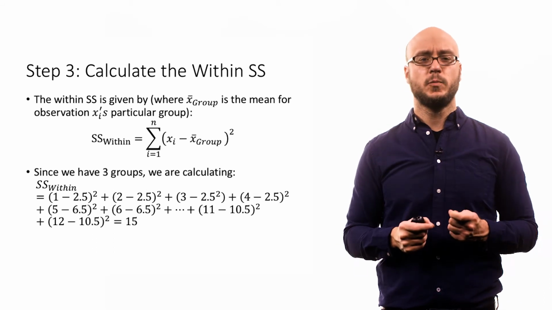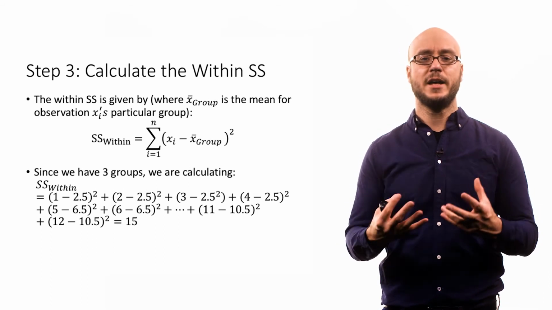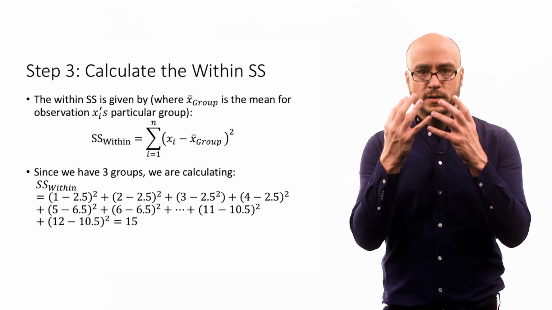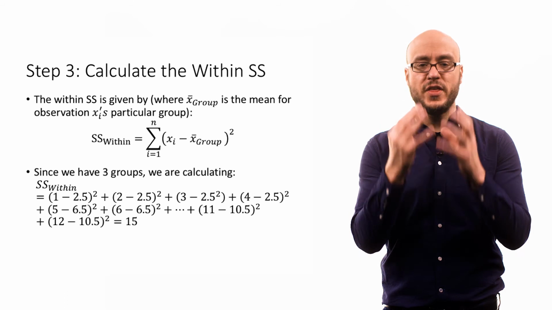When we calculate this within sum of squares, we get this value of 15. It's an overall measure for the sum of squares, the variability within groups.